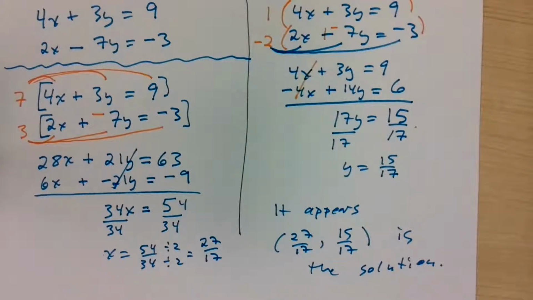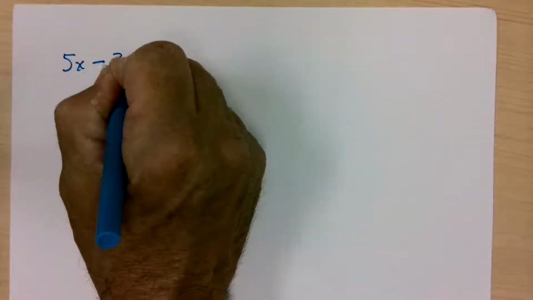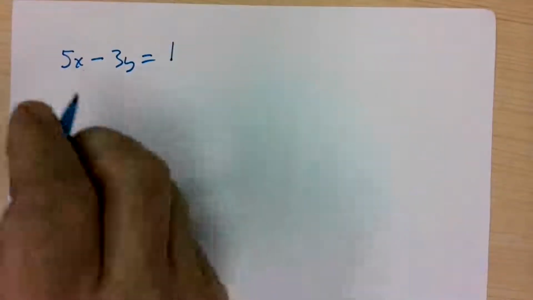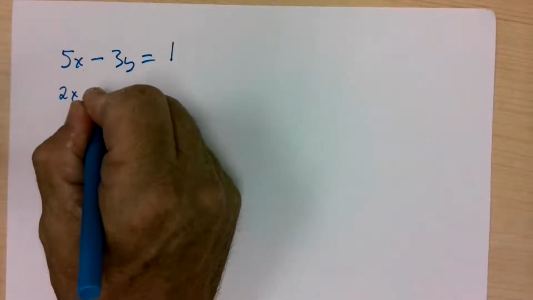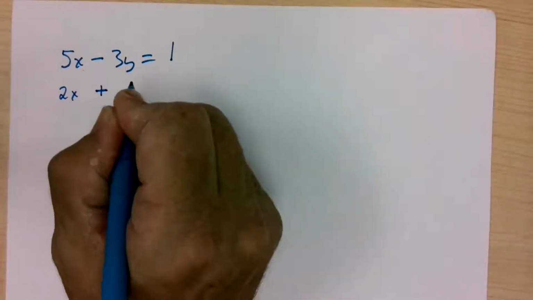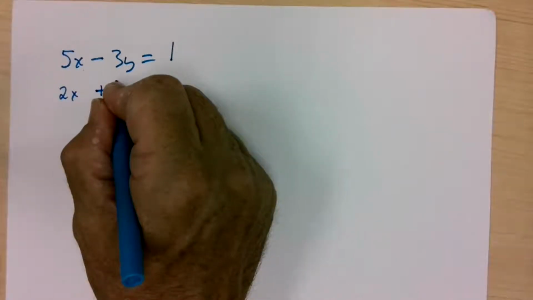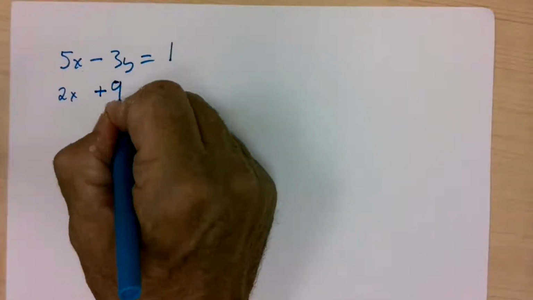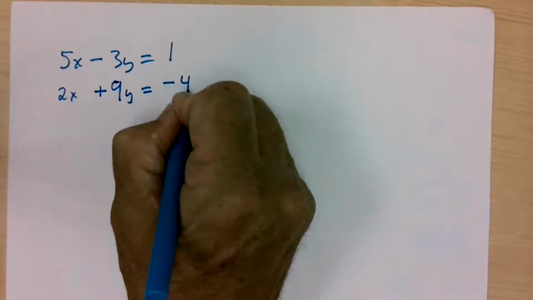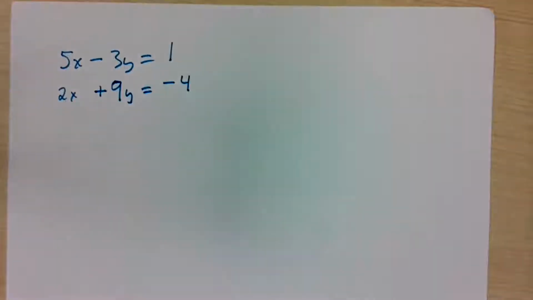So let's do one more sort of at that level of difficulty where we have to do a double elimination. So let's try it and see what we get. Let's try 5x minus 3y equals 1, and 2x plus 9y equals -4. 5x minus 3y is 1, 2x plus 9y is -4.